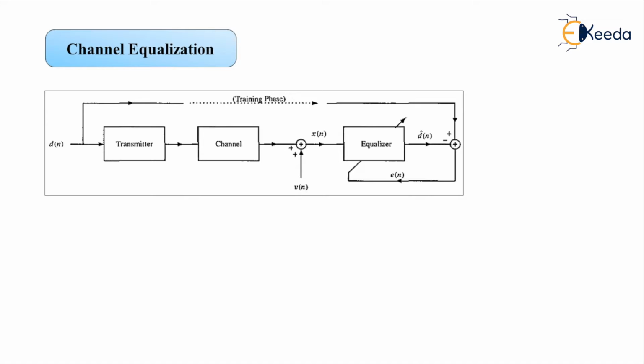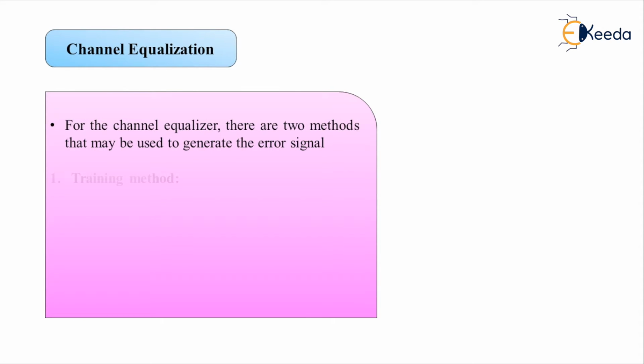So as we look at this block schematic, it is necessary to generate the error signal so that the adaptive filter will work efficiently for the channel equalization purpose. There are two methodologies that can be used for generation of the error signal. The first one is the training method and the second one is the decision directed method.